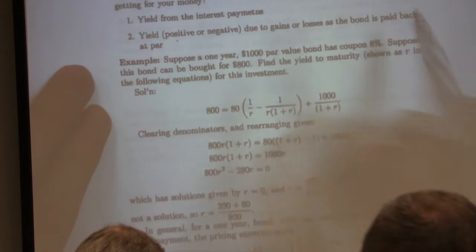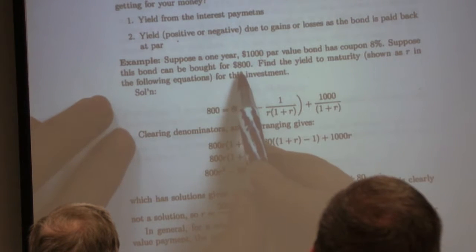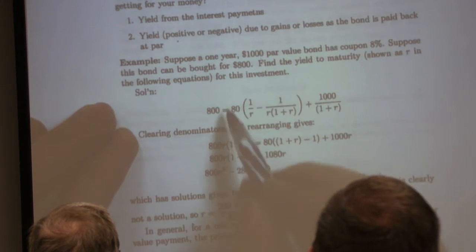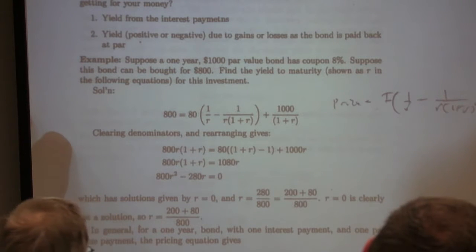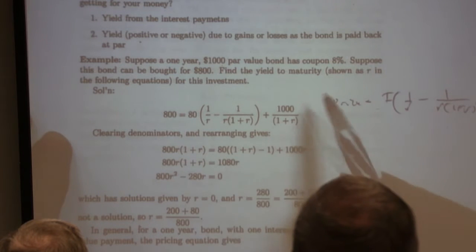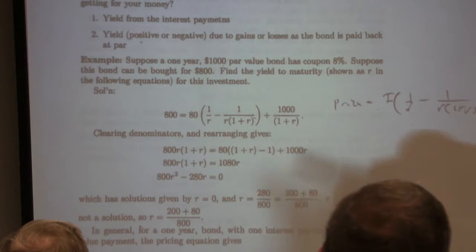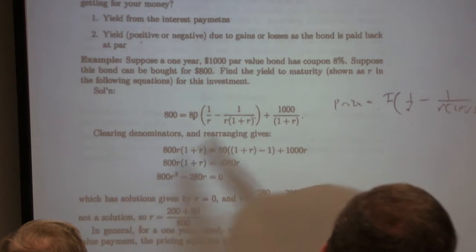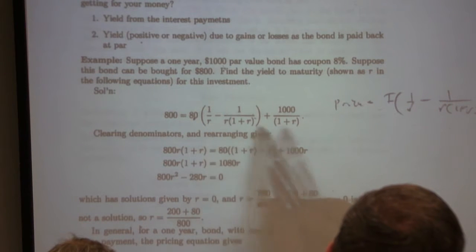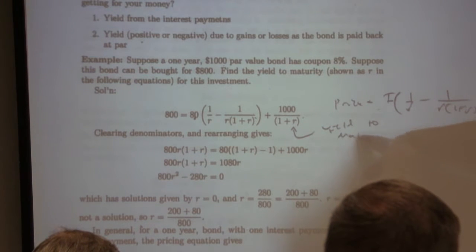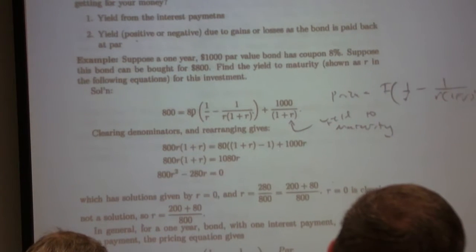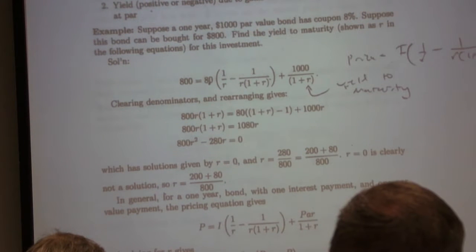Just working through a quick example here, suppose a 1-year $1,000 par value bond has a coupon of 8%. And suppose you can buy it for $800. Then we've got the same pricing equation: price equals I times 1 over (1 plus R) to the n, plus par over (1 plus R) to the n. We've plugged in n is 1, coupon is 8% of 1,000, and the price is 800. Now we need to solve for the yield. So this is the yield to maturity right here.